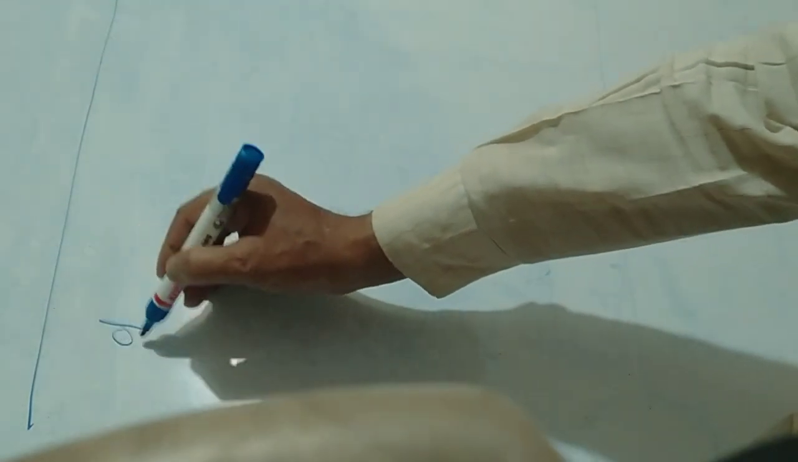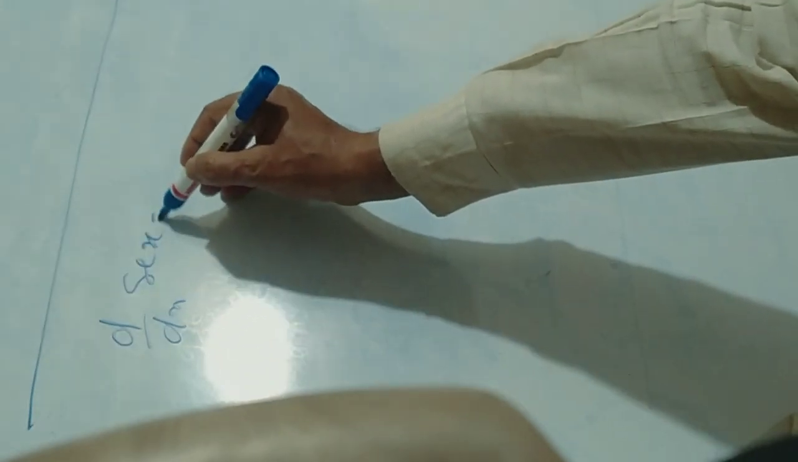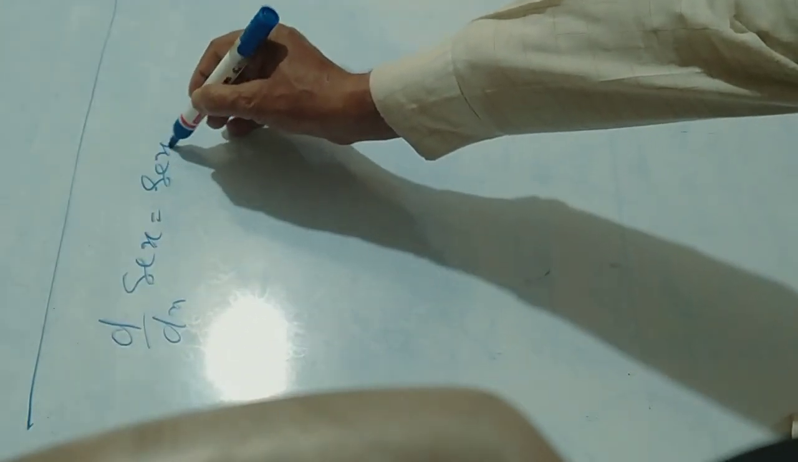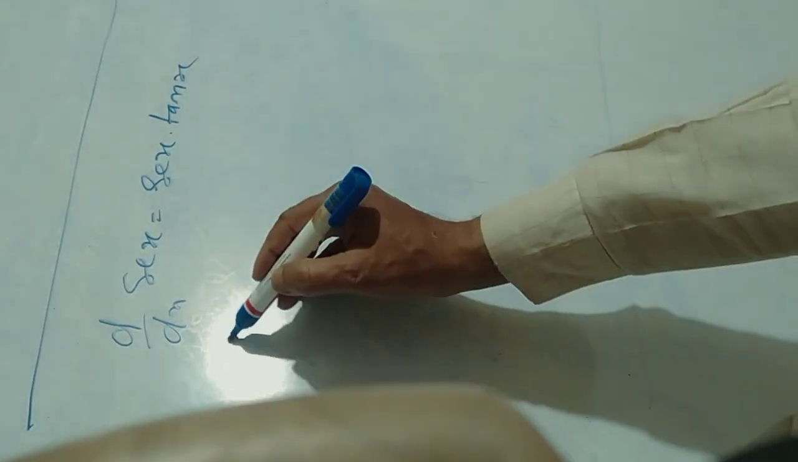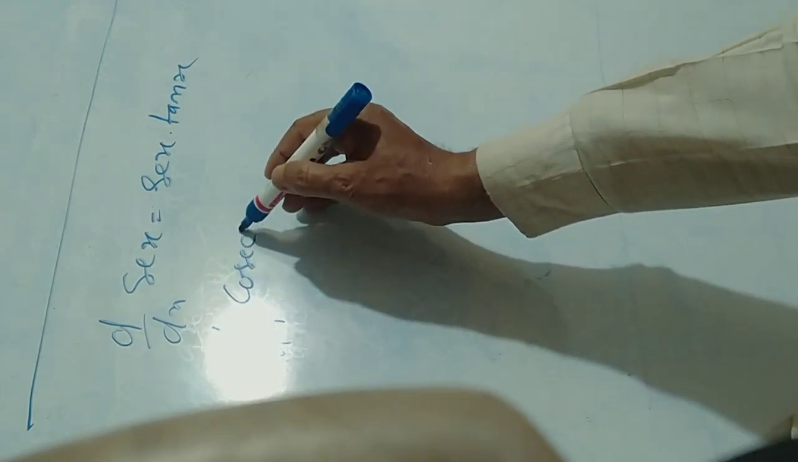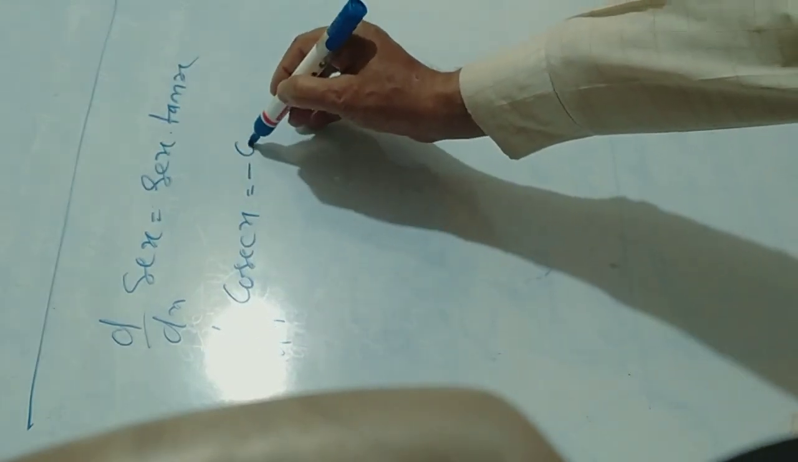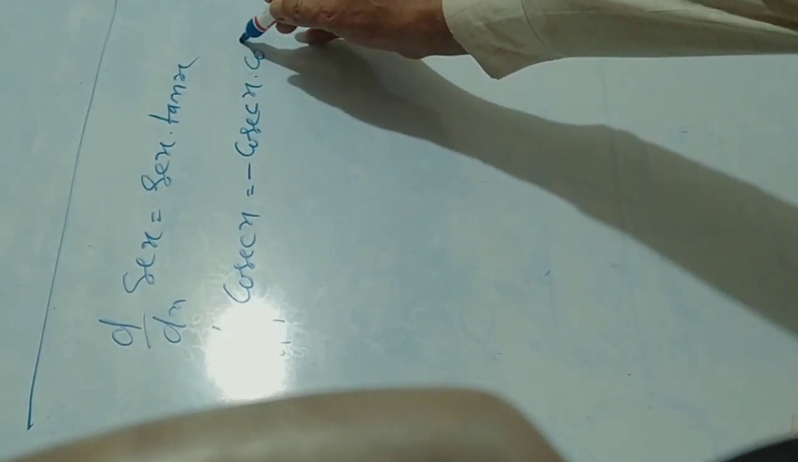d/dx of sec x is equal to sec x tan x. d/dx of cosec x is equal to minus cosec x cot x, right?